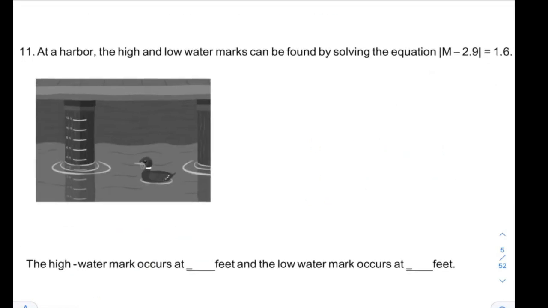At a harbor, the high and low water marks can be found by solving this equation. So what is the highest level? What is the lowest level? So we can solve, of course. Let's solve.